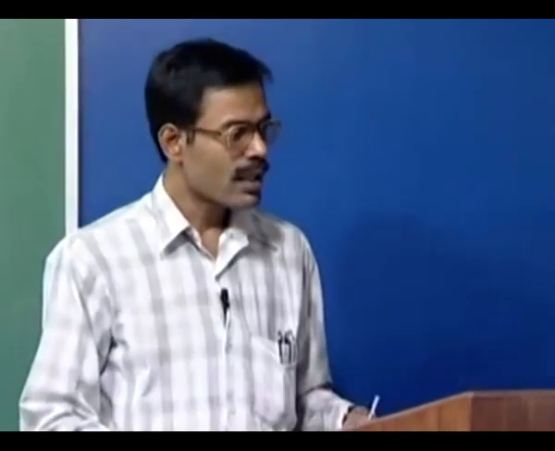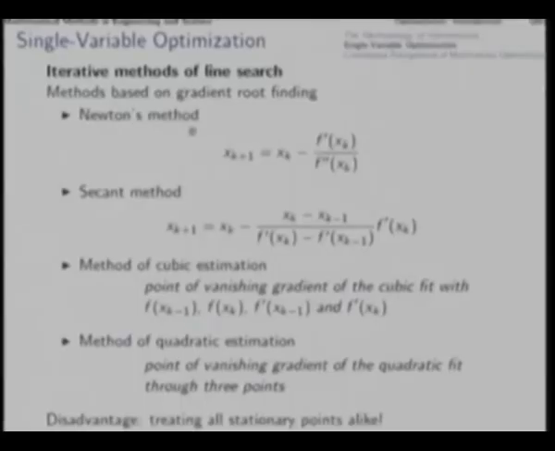Now, for that there are several methods. Some of these methods depend on gradient one way or the other, and some others do not depend. That is, some of them depend on derivatives, some of them do not. Even those which depend on derivatives, some of them use derivatives explicitly and others do not. For example, Newton's method, which is reminiscent of the Newton-Raphson method of equation solving.